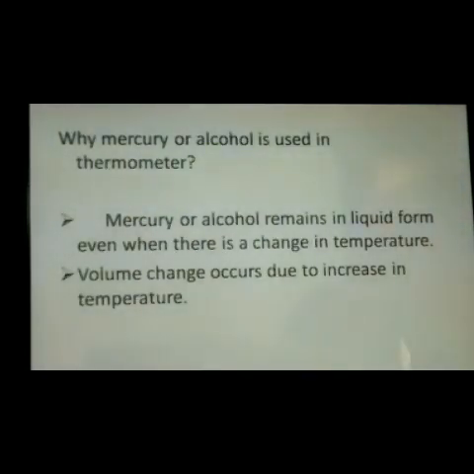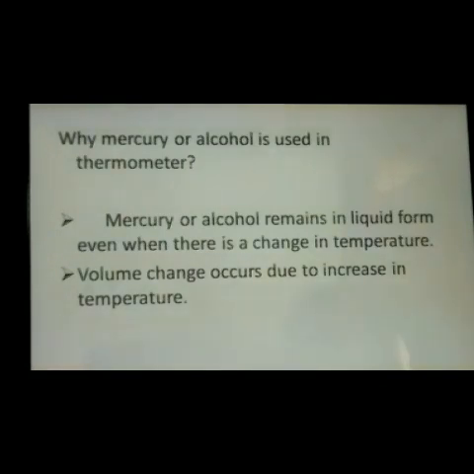And why is mercury or alcohol used in a thermometer? Do you know the reason? In all the thermometers, you may be able to see a liquid called mercury or alcohol. So do you know the reason why we are using liquids like mercury or alcohol in those thermometers? Can you think for a minute? Okay, let us see the answer now.